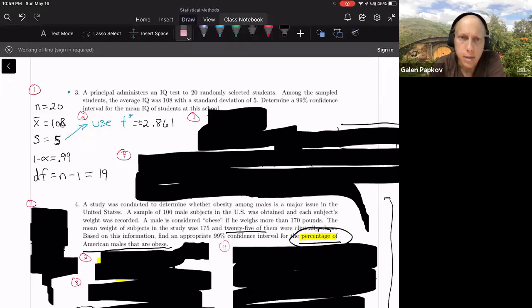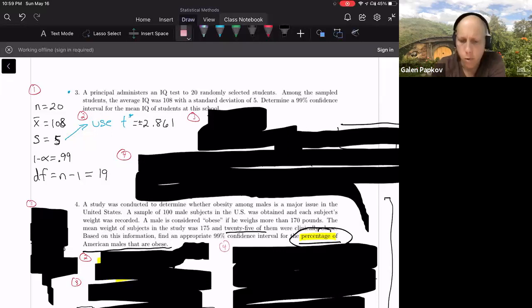And you should get 2.861 plus or minus, and that's based on 19 degrees of freedom. Remember, degrees of freedom for now is going to be n minus 1, so one less than the sample size. So make sure that you're able to find this value in the t-table.